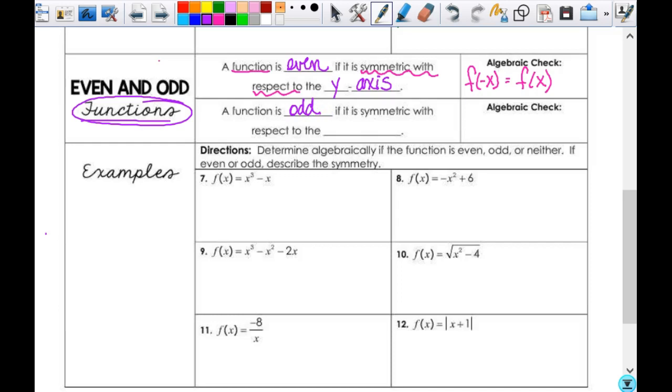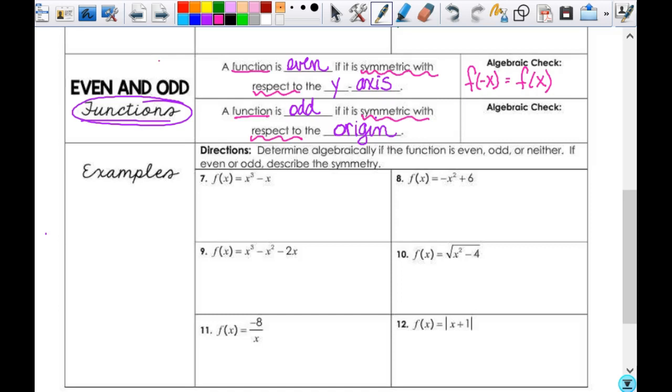All right, so then a function is odd if it is symmetric with respect to the what? X-axis, you think? No. Origin. Okay, because what happens when you're symmetric with respect to the x-axis? You're not a function, right? If you can reflect in the x-axis, you're going to fail that vertical line test every single time. So, the origin. So the x-axis symmetry has nothing to do with even and odd because that means it's not a function, and these are functions that we're talking about, okay?